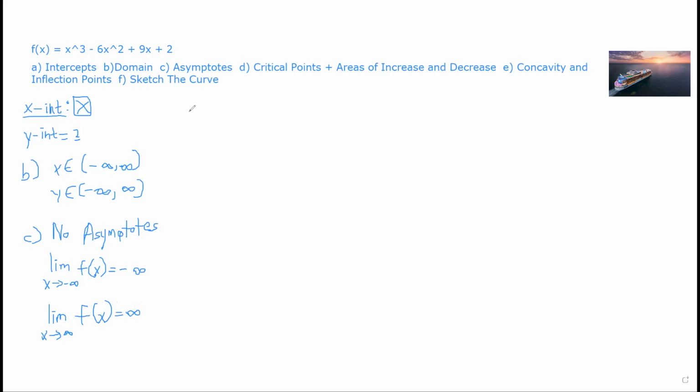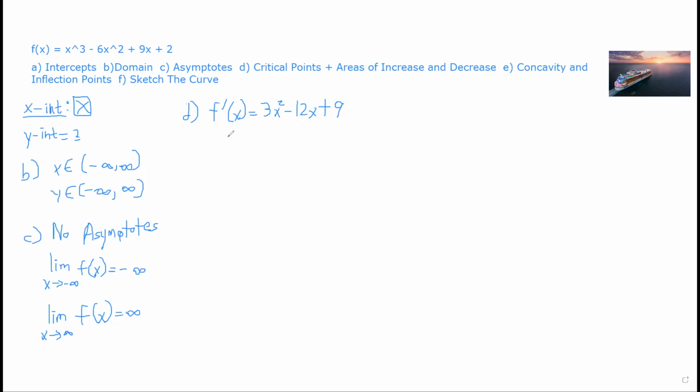Let me try to think. Did I miss anything? No, there's no vertical asymptote, nothing. Okay, so D, critical points. Let's first find the derivative of this. So f prime of x: the derivative of x cubed is 3x squared. The derivative of negative 6x squared is negative 12x. And the derivative of 9x is 9. Just using the power rule here.